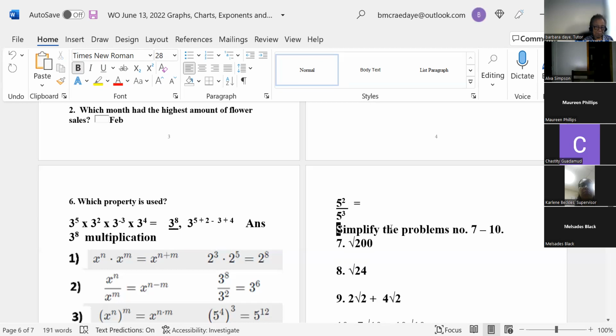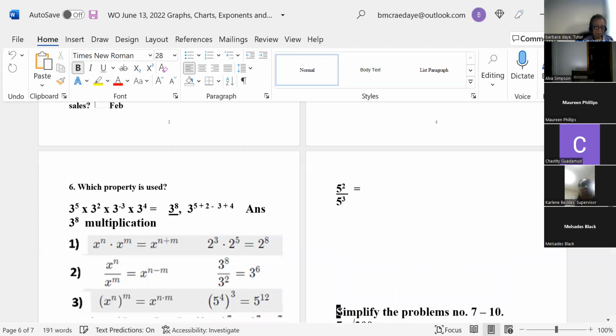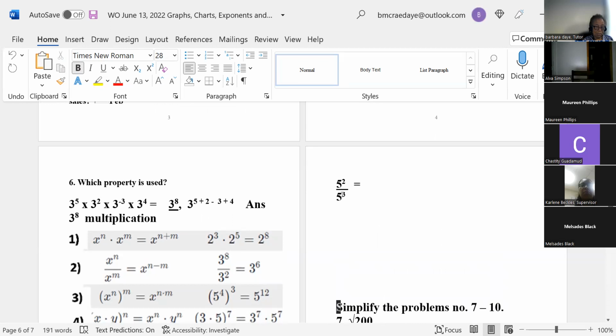No, we're not doing number 7. I'm doing a division here. Okay. 5 to the second divided by 5 to the third. That's number 2 here of properties, right? And number 2, you subtract the exponents. So Maureen, what do you get? What's your answer?